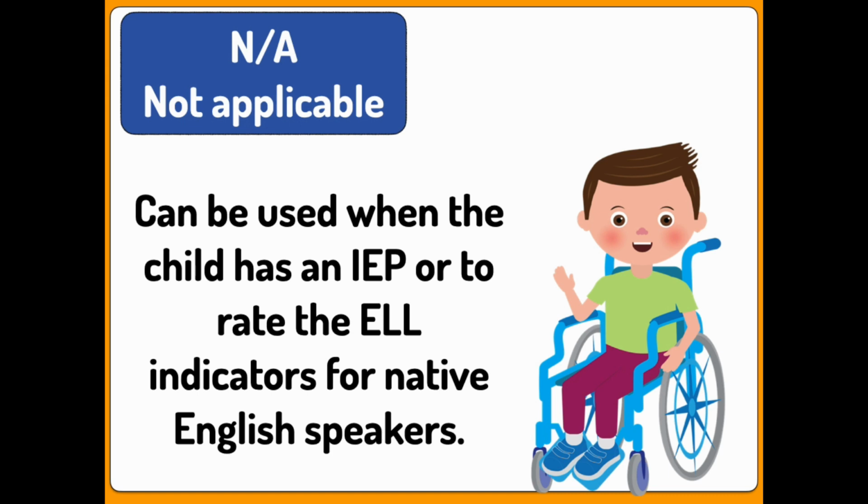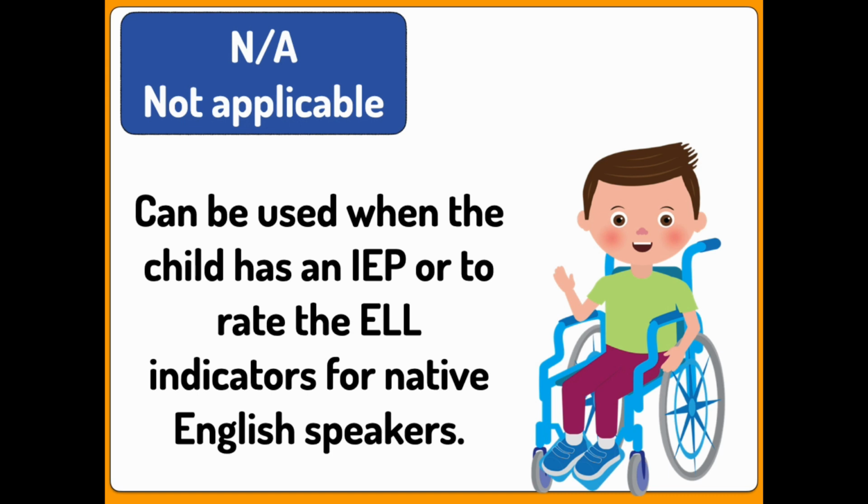So for instance, if you have a child who is physically disabled, you would look under the physical development, health, and safety domain, and on those indicators, you would rate them NA because they are not applicable to this child. When you are writing the narrative summary report, you would simply go by their IEP goals to determine how the child is developing.